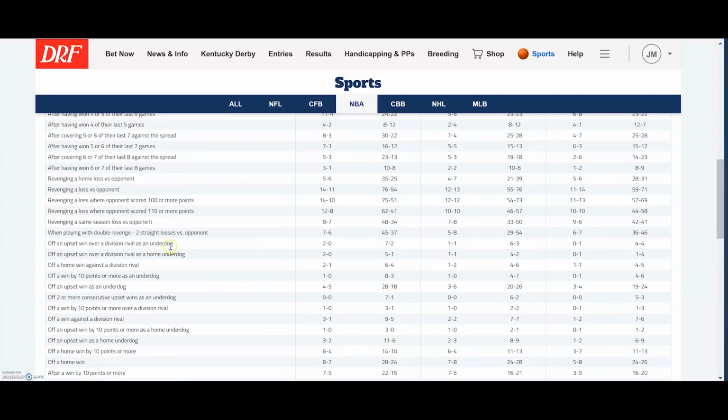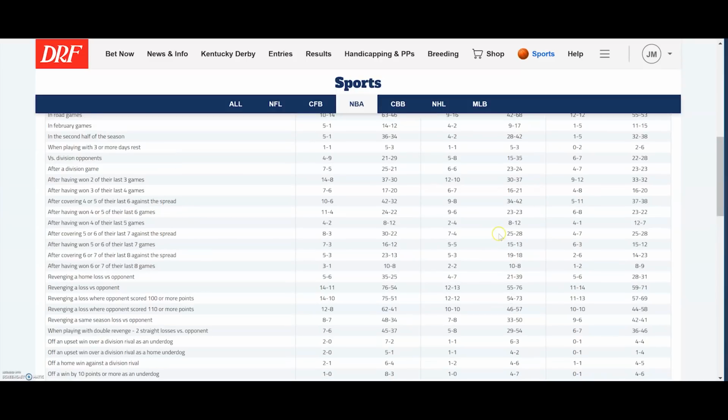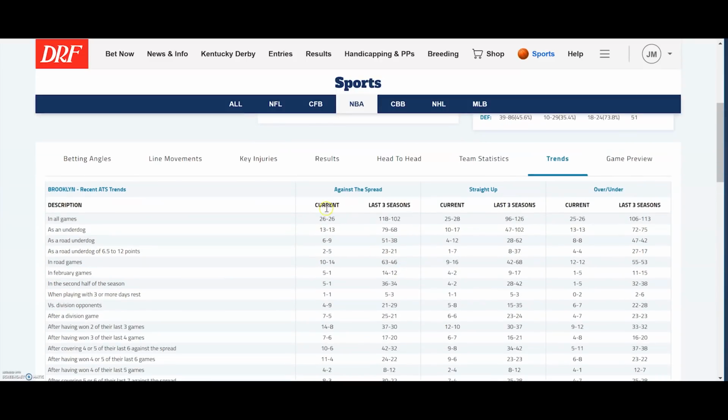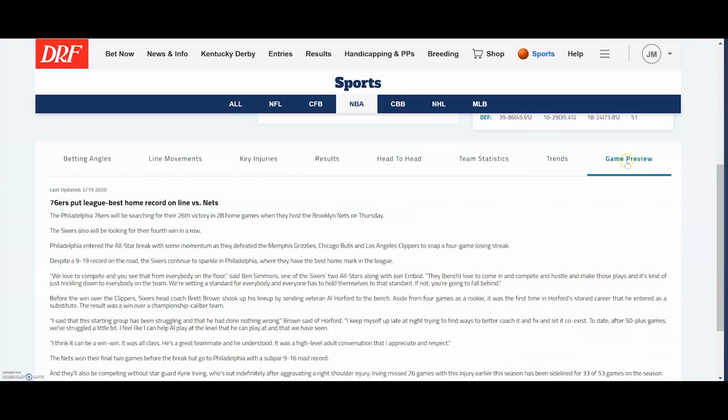Basically anything you can think of, you can go in here and see how each team has done against the spread this year or over the last 3 seasons, as well as straight up and over under in the various conditions. So a lot of information here to digest.